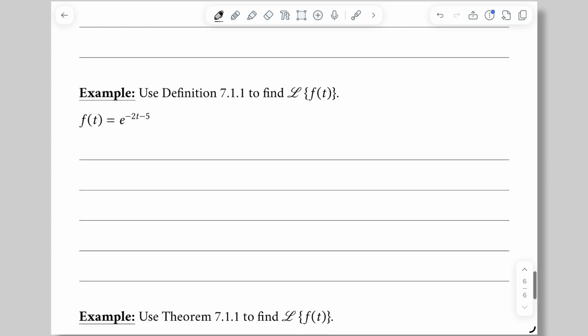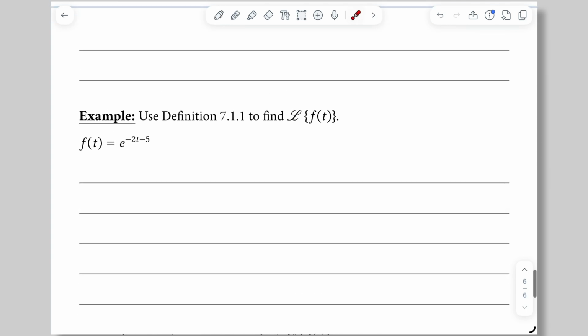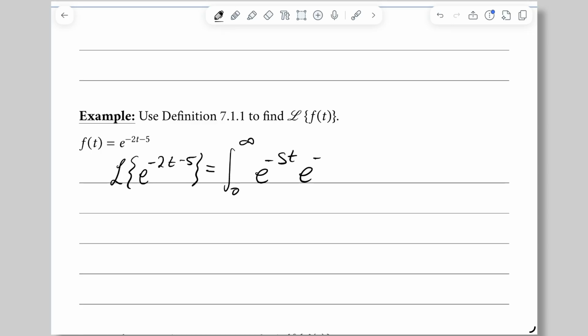We're going to use the definition again, and we're going to find the Laplace transform of e to the negative 2t minus 5. Well, it's the integral from 0 to infinity of e to the negative st times e to the negative 2t minus 5 dt. What's that negative 5 doing for us? Hey, it's e to the negative 2t times e to the negative 5. That e to the negative 5 is just a constant. It can come out of the integral.